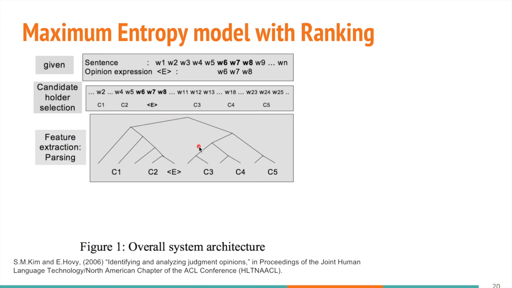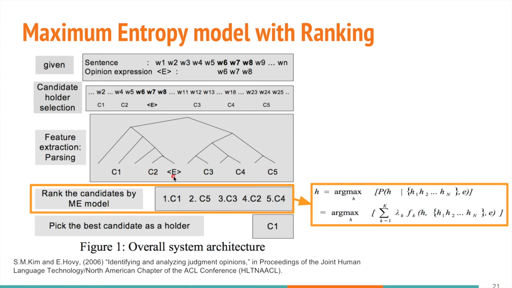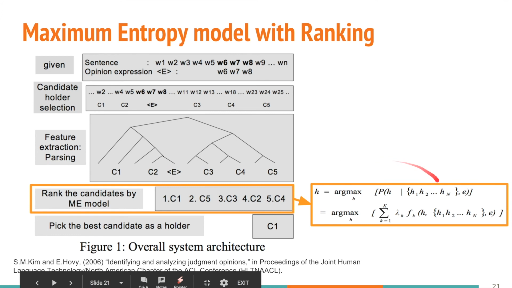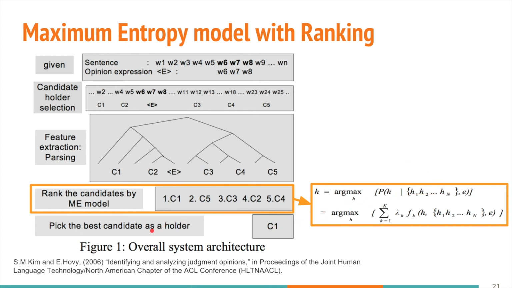And then we extract features such as syntactic path information between each candidate, C1 through C5, and the expression E, and maybe a distance between each candidate and E. And then we feed this information into the maximum entropy model. The maximum entropy model would pick the most probable candidate of the opinion holder using this equation listed here. And then we can simply pick the best candidate as the holder.